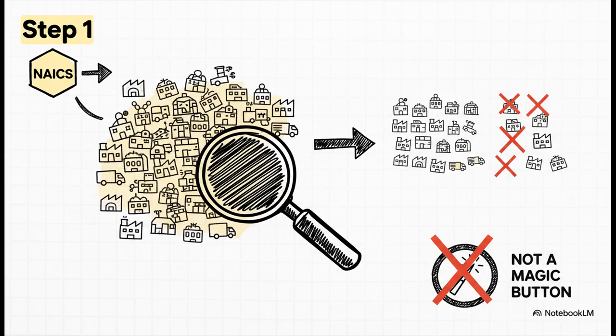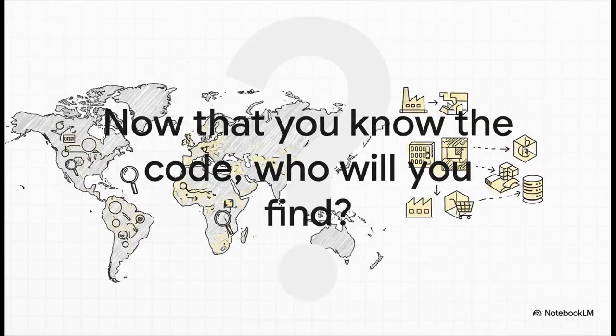Go check the key contacts on LinkedIn. See if the company has posted any new jobs. You have to treat that initial list as a starting point for your own research, not the finished product. Look, these codes basically unlock a map of the entire business world, letting you zoom in on any niche you can possibly imagine. They are the language that organizes our entire economy. So the only real question left is, now that you know the code, who will you find?